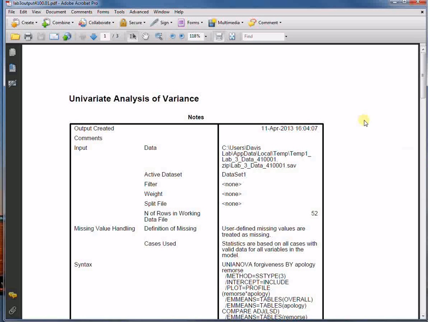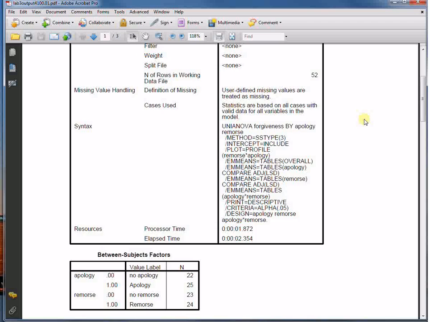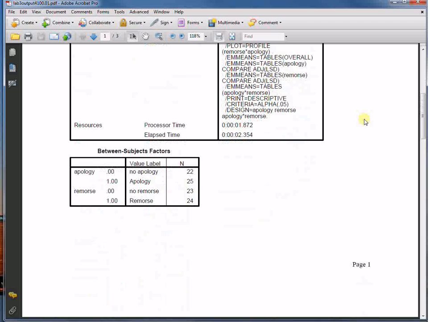All right, I just wanted to give you guys a brief overview of the lab number 3 report and the lab number 3 results, so you guys can prepare your lab number 3 report. So if you begin looking at the output, we have here two independent variables, apology and remorse.